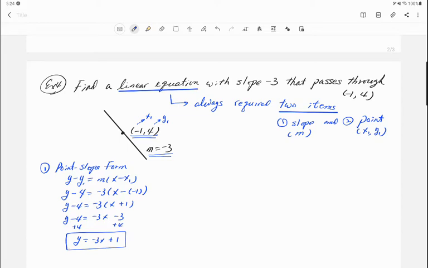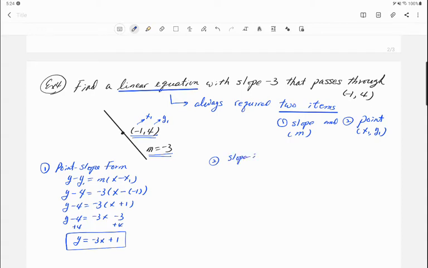So if you graph this equation, then this graph will pass through this point, -1 and 4, and the slope is -3. As you see, -3 is the slope, right? And if we plug in -1 for x, then the y value will be 4, right? 4.